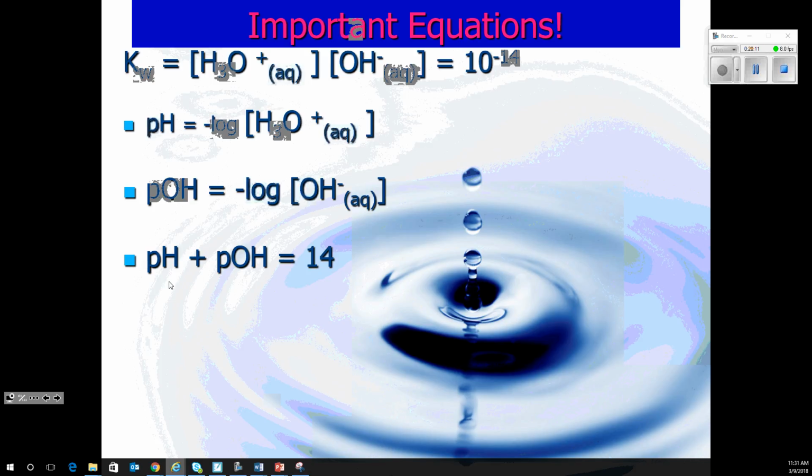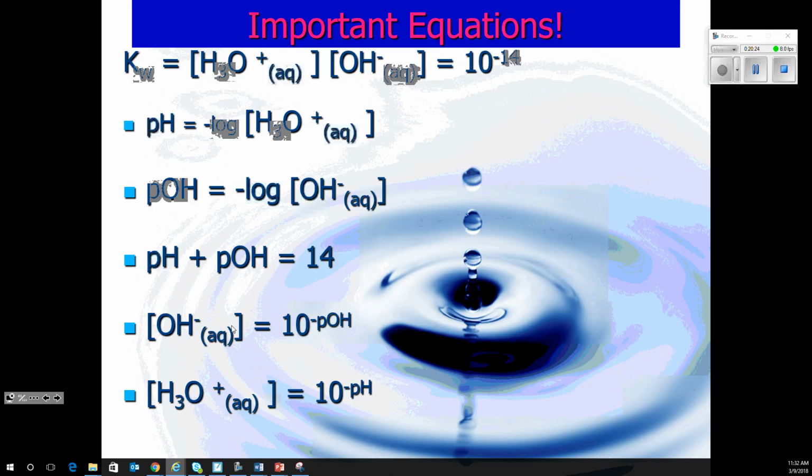If I'm trying to figure out pH or pOH from each other, these two add to 14. And you'll notice 14 is what the exponent was up here on the Kw. If I'm trying to get to concentration, I just take 10 to the minus pOH or 10 to the minus pH. Now, I know you're all furiously writing this down. You'll get mad at me, but that's okay. I've got a handout for you that has this all on it.